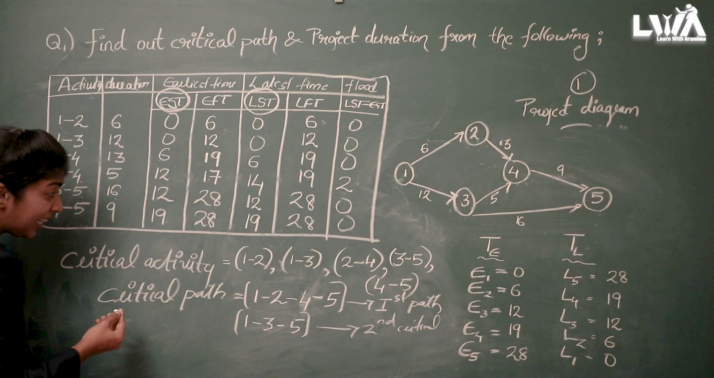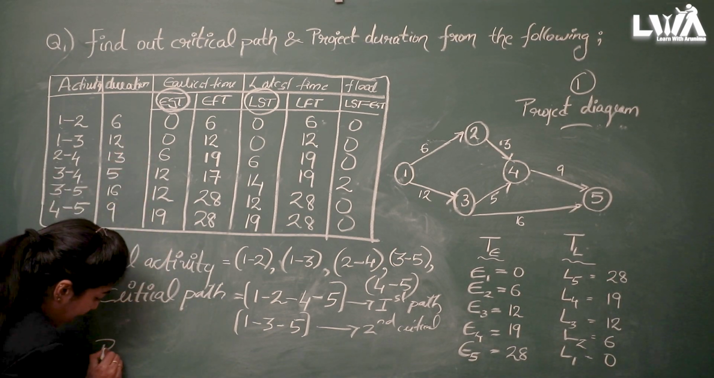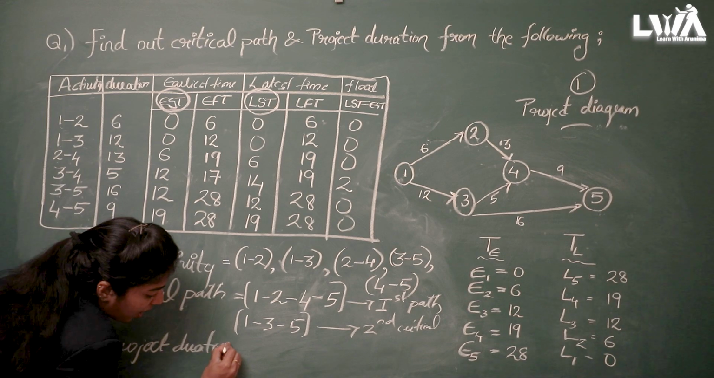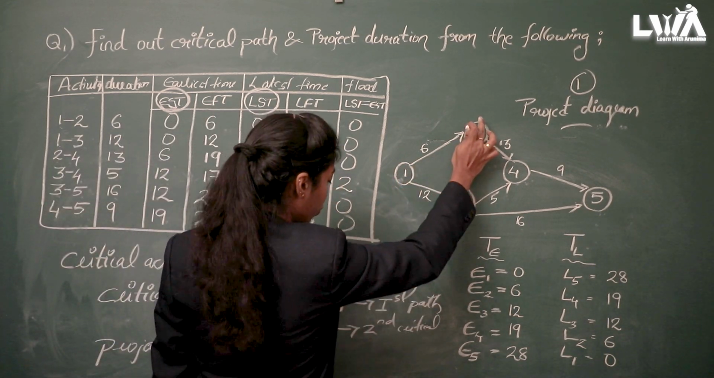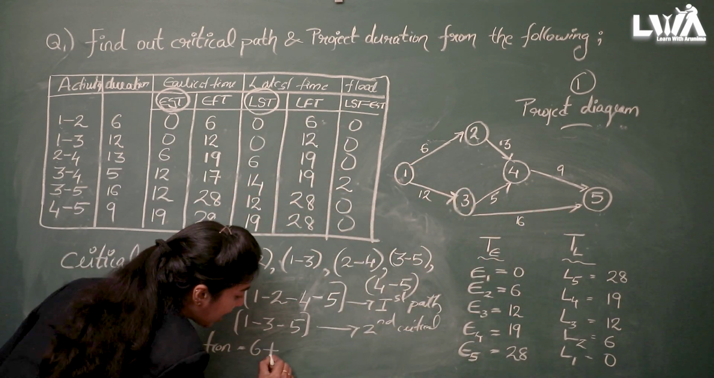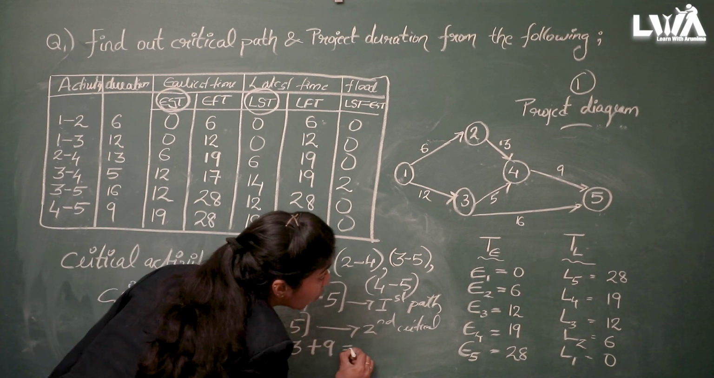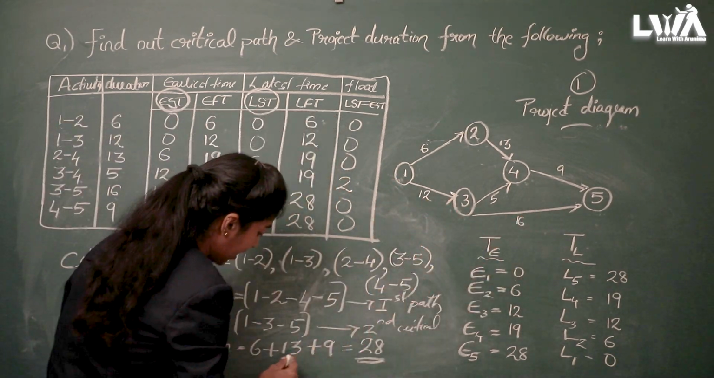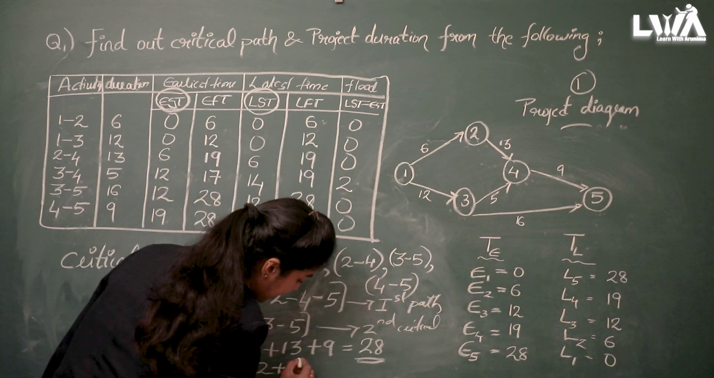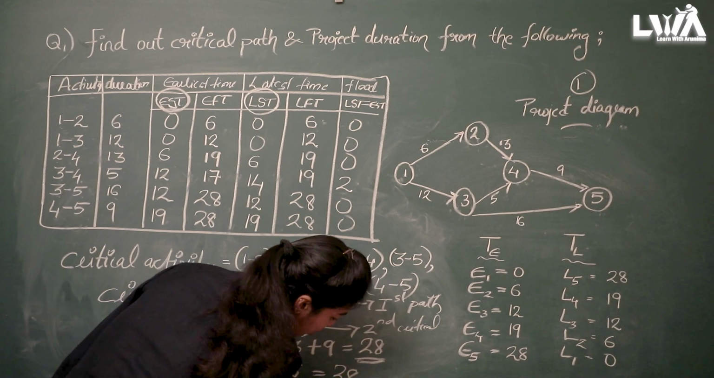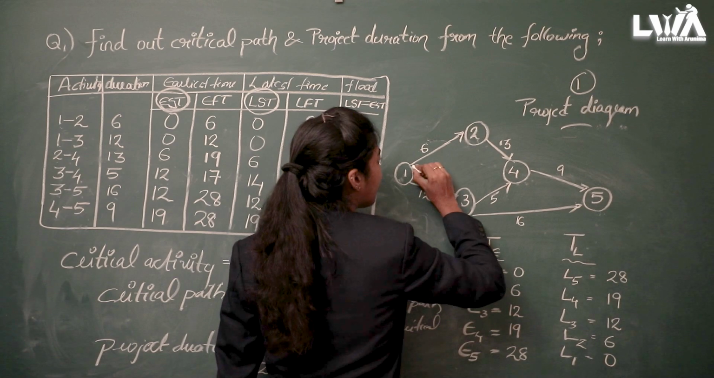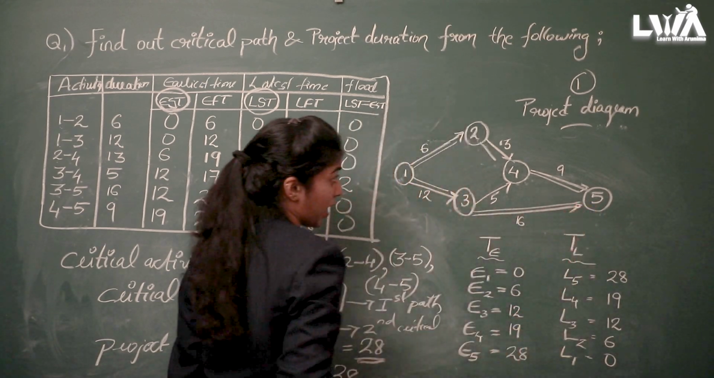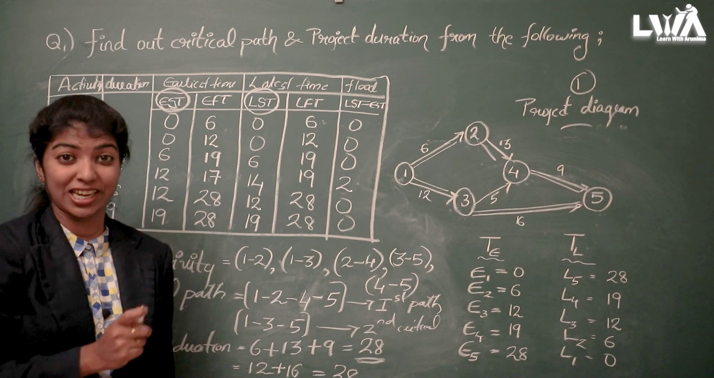Just look, what is the critical path duration or the project duration? Project duration is equal to the critical path duration. That is here 1 to 2, 2 to 4, 4 to 5. It is 6 plus 13 plus 9, which is equal to 28. Again, we have one more critical path, right? 1 to 3, 3 to 5. Here also it is 12 plus 16, so that is 28. So we got two critical paths here. One way we can select this path, otherwise we can select this path. In both ways, we can complete that particular project.